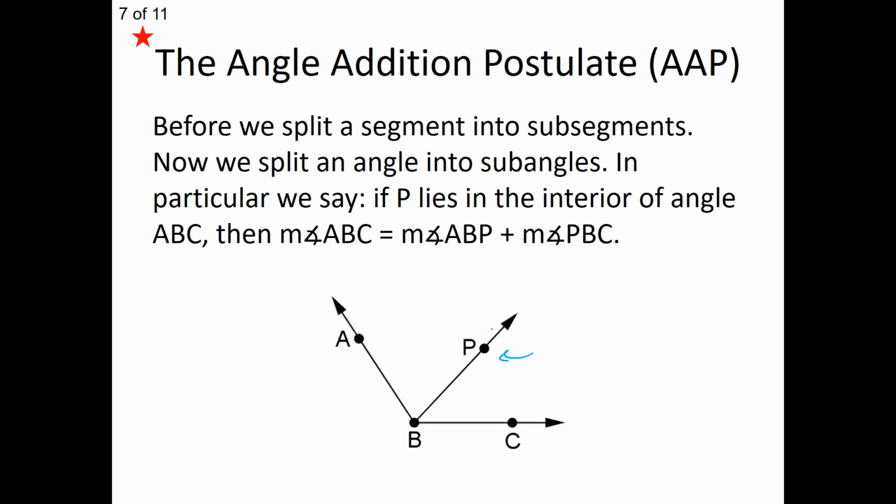And then once we have that point on the interior and we have that ray, notice that it cuts our entire angle into two subangles. So we've got the measure of angle ABP and the measure of angle PBC. We can add those two measures together, and it's obvious it will give us the measure of the whole angle, angle ABC. Very much like the segment addition postulate works with segments, the angle addition postulate is really obvious. Yes, we can add the two subangles together to equal the whole angle.